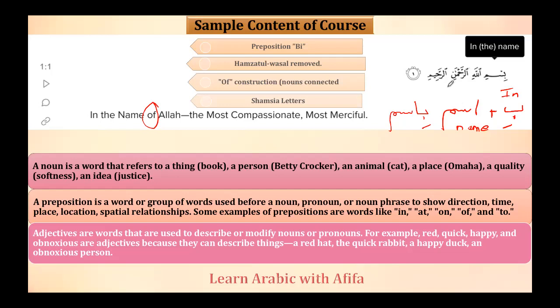We also now observe the Shamsiya letters that we talked about earlier. Notice how here you do not pronounce the lam in the al. You're going ar-Rahman, ar-Rahim. These are the Shamsiya letters that we've already talked about. So we're going to continue analyzing this verse in the next slide.